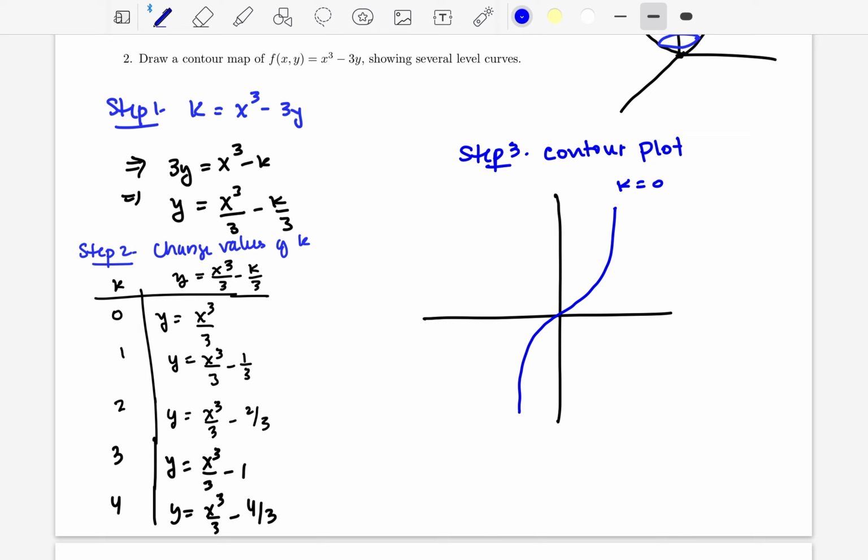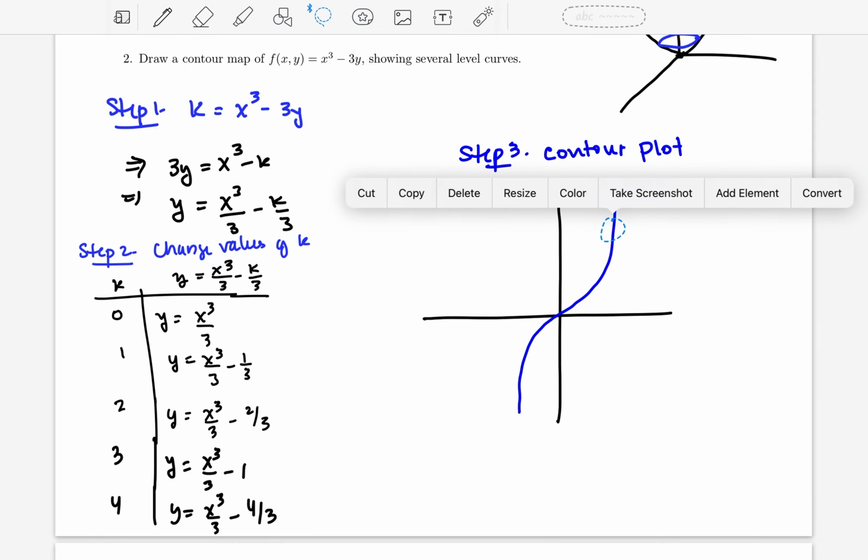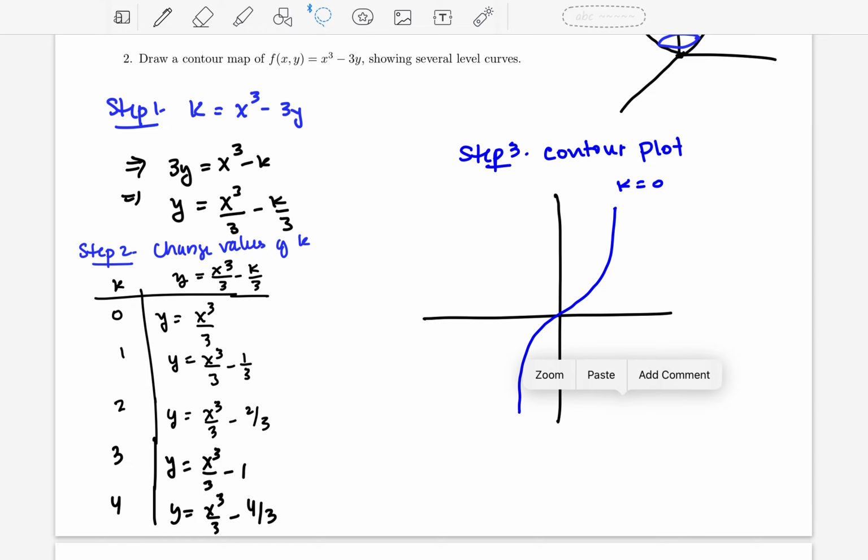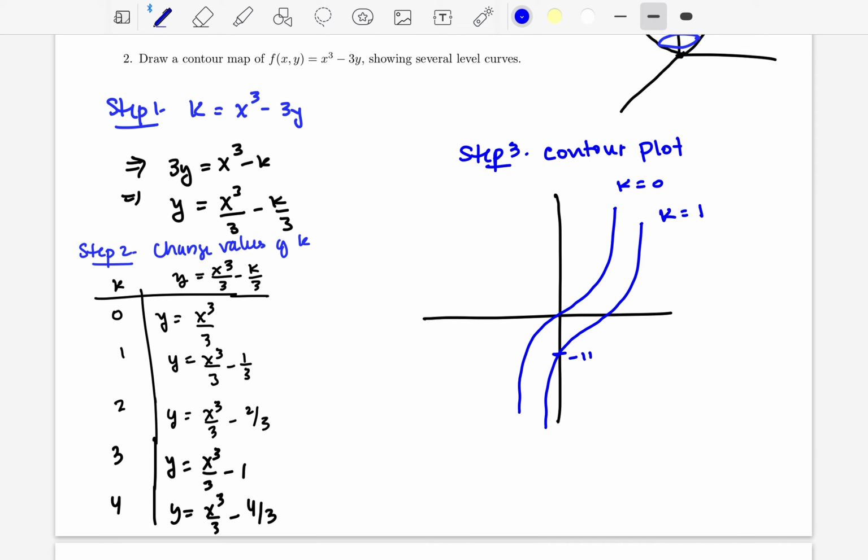Now, I didn't make k negative, so I'm always just moving this down by some units. So I'm going to copy paste this. If I have here, it's literally take the graph and move it down 1 unit. So this is going to be k equals 1, okay? So this right here is negative 1/3.